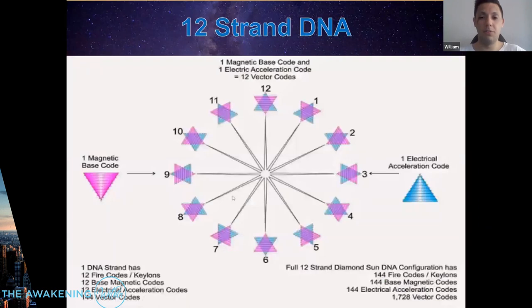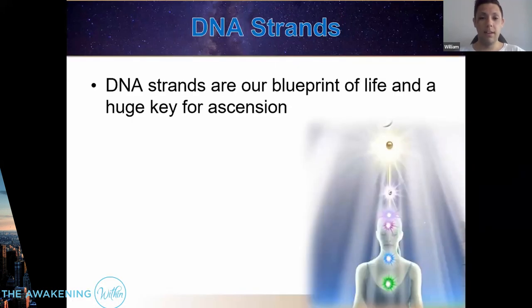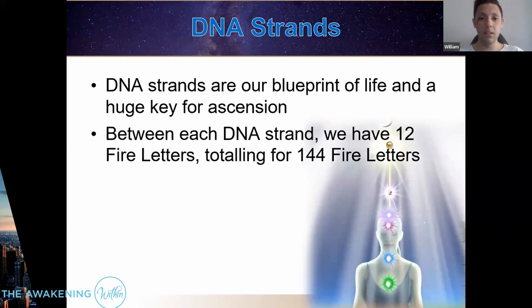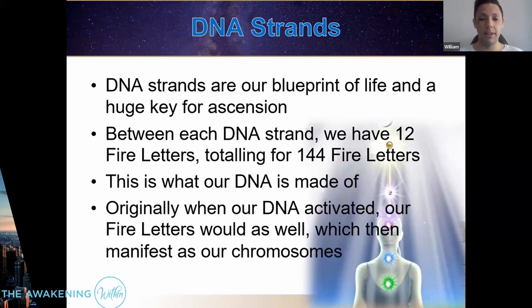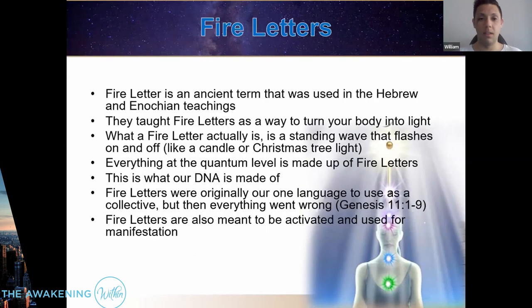So then this is the 12 strand DNA image that you can just look at for a second. So like the clock with 12 hands. So DNA strands are our blueprint of life and a huge key for our ascension. Between each DNA strand, we have 12 fire letters, which total up to 144. That is what our DNA is made of. And originally, when our DNA activated, our fire letters would as well, which then manifests as our chromosomes.